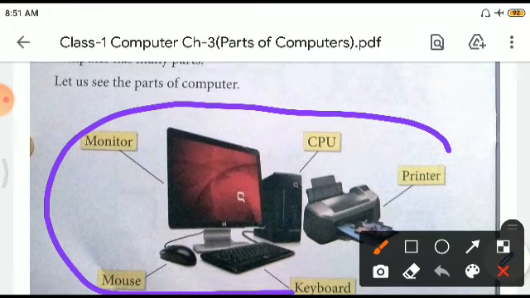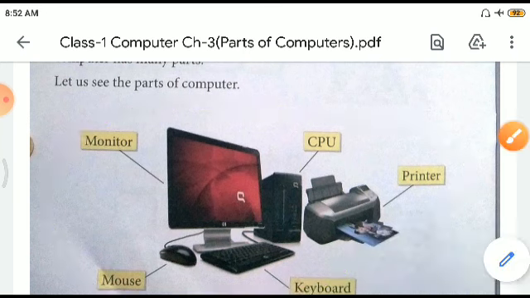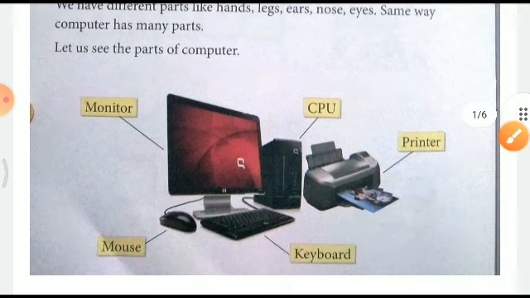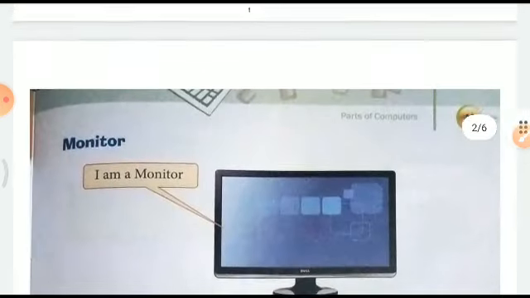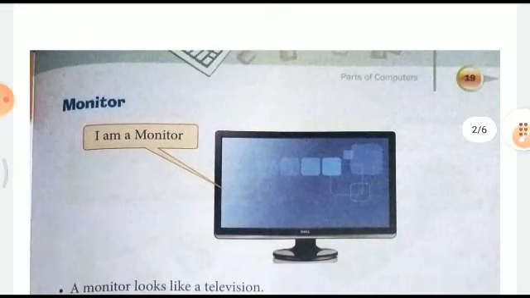See, these are the parts of computers: monitor, CPU, printer, mouse, and keyboard. These are the five major parts of any computer, right? I hope everybody amongst you would have seen this also. Now, monitor. I am a monitor, right? Have you all seen this? I'm sure you would have.